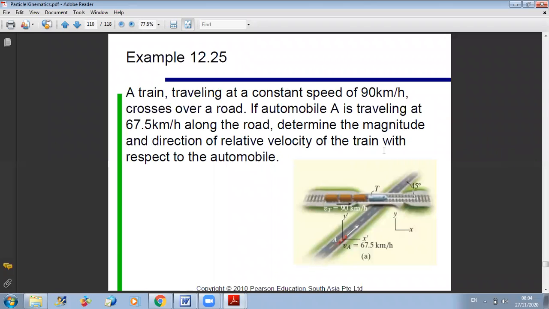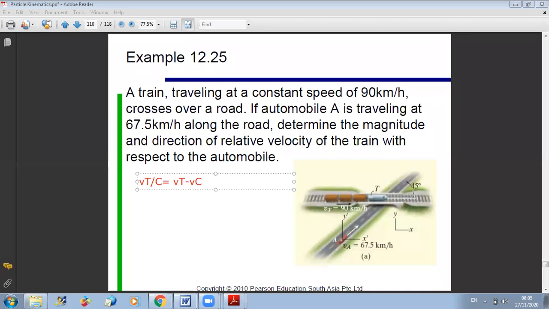A train is traveling at a constant speed of 90 km per hour and crosses over a road. If car A is traveling at 67.5 km per hour along the road, determine the magnitude and direction of relative velocity of the train with respect to the car. So here, what we want to find is the velocity of the train with respect to the car. So it's Vt relative to the car. So it's simply velocity of the train minus velocity of the car.